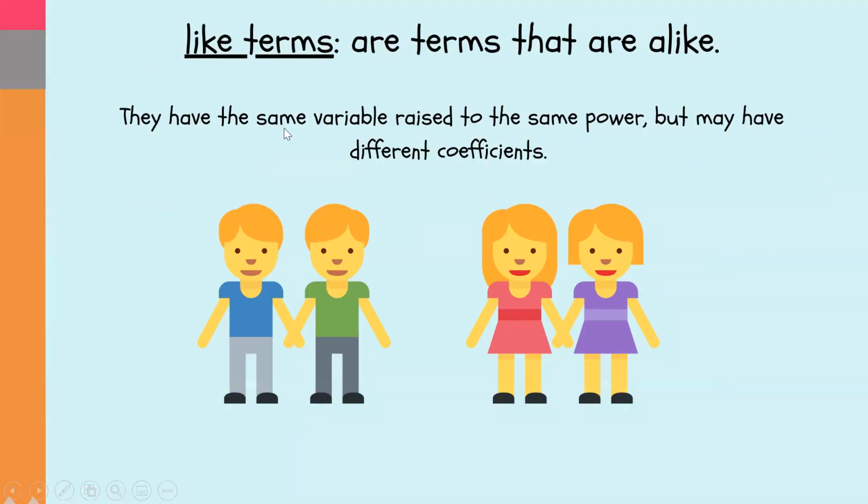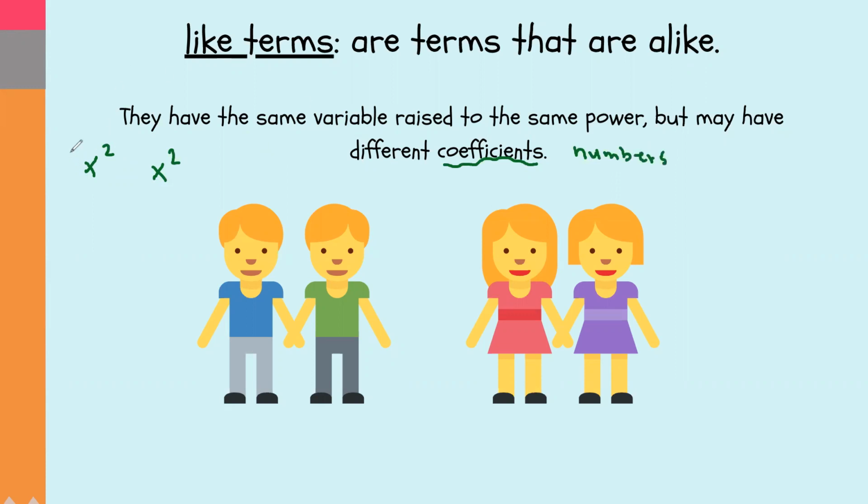First, we're going to begin with the definition. Like terms are terms that are alike. They have the same variable, which means that they have the same letter, and this variable is raised to the same power. So here I'm going to write squared, squared. But they may have different coefficients, and coefficients just means numbers in front. So the numbers.